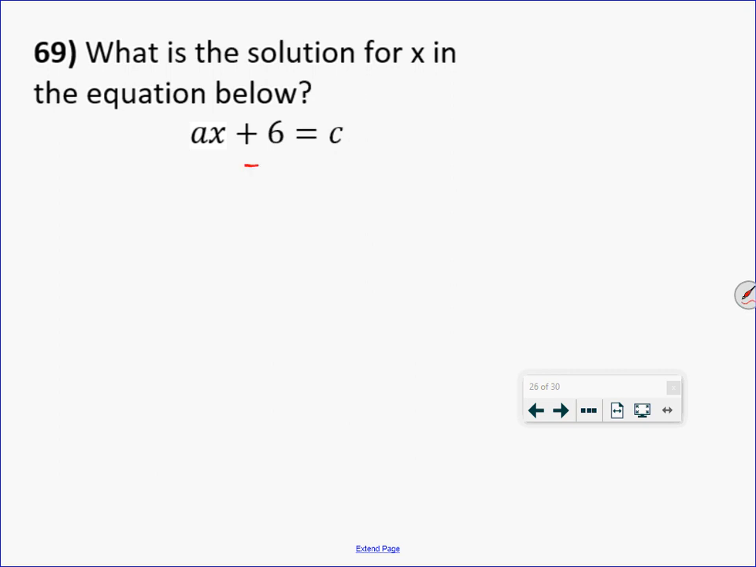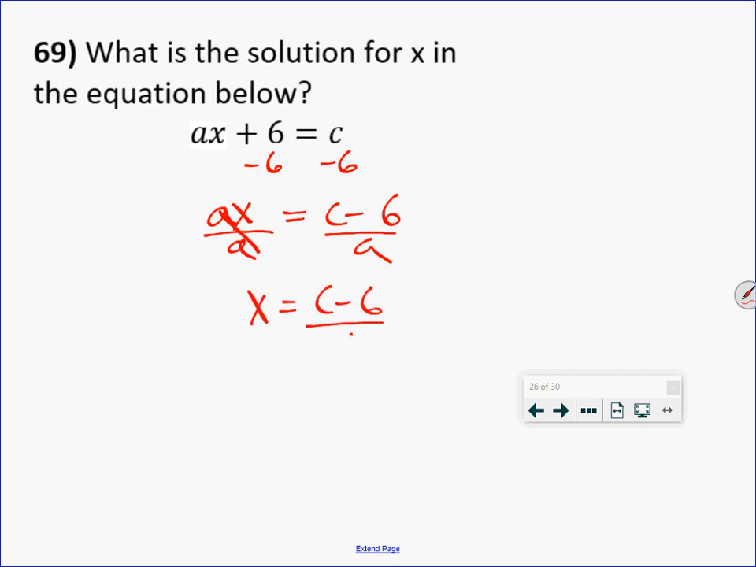So I want to get x by itself, so I subtract 6 from both sides. 6 minus 6 is 0, so this side is now ax. I can't combine those, though, so I just leave that as c minus 6. A times x, well, I want to divide both sides by a. And there's my answer. X equals c minus 6 over a.